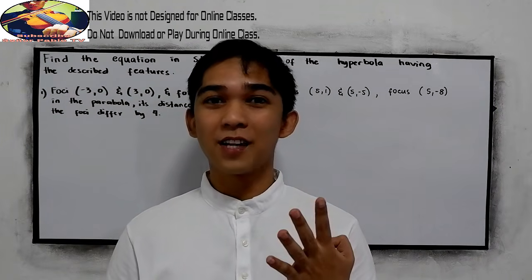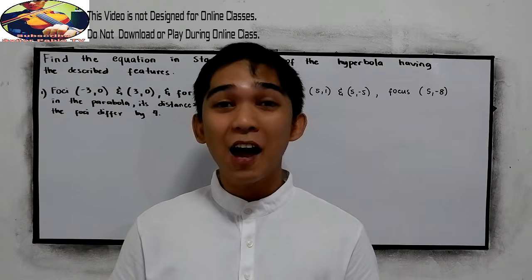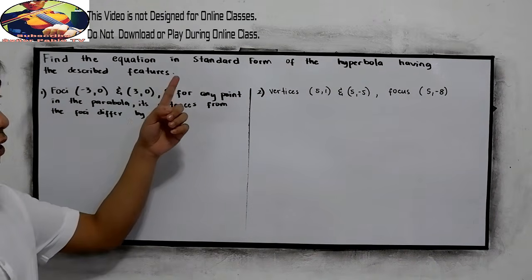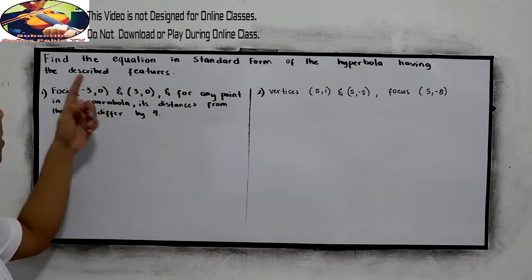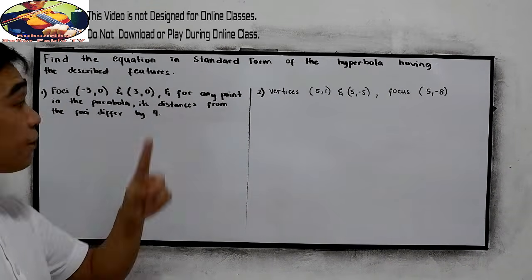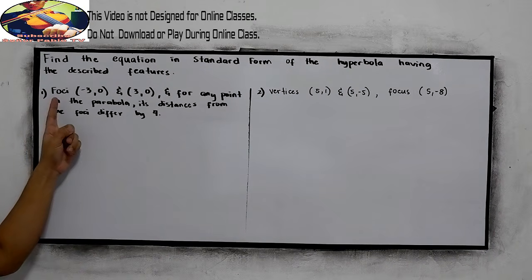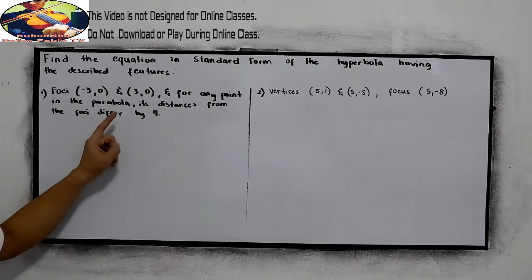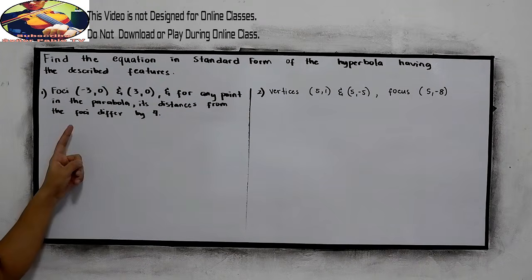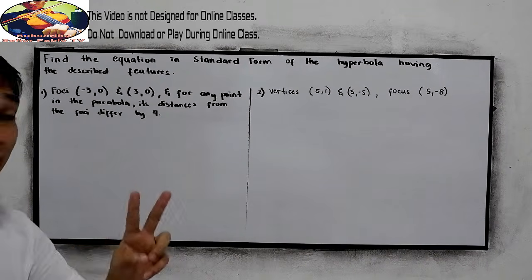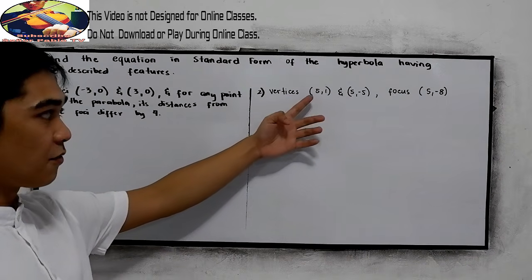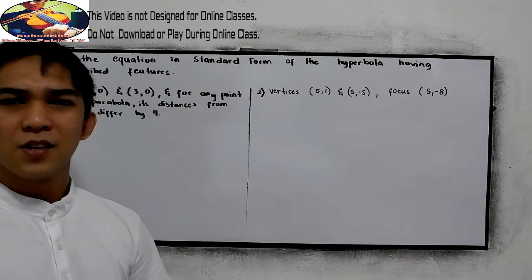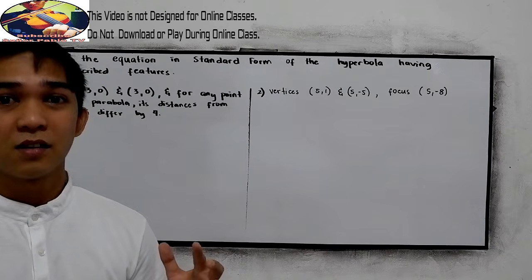Welcome to our fourth example for the hyperbola. So let's solve the following problems on our board. Find the equation in the standard form of the hyperbola having the described features. Number 1, foci negative 3, 0 and 3, 0, and for any point on the hyperbola, its distances from the foci differ by 4. And the second question, vertices 5, 1 and 5, negative 5, and the focus is 5, 8. So if we're going to read that, it's a little bit tricky.